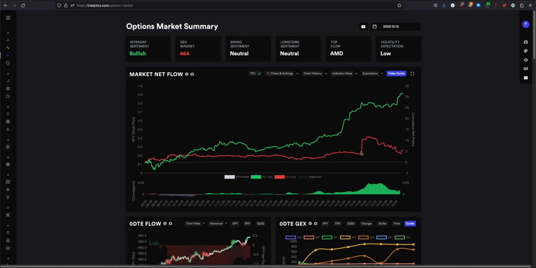Remember, these big spikes are to be ignored, right? This is probably some deep in the money hedging. So imagine this isn't here. What do the puts keep doing? They just keep going down, as calls just keep going and going and going. Okay, so now I have a couple of different reasons to believe that this is bullish activity, right?